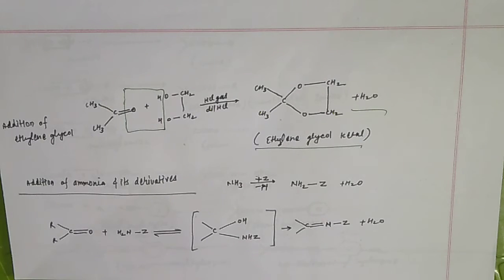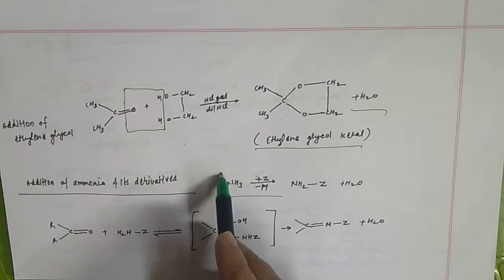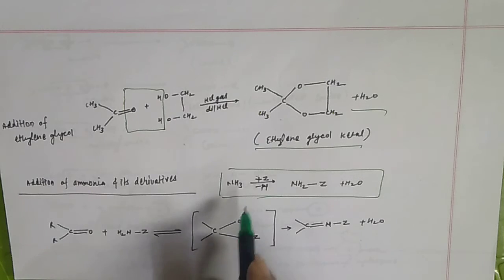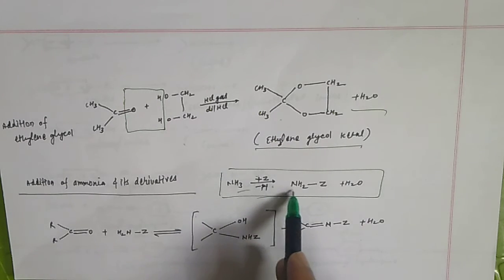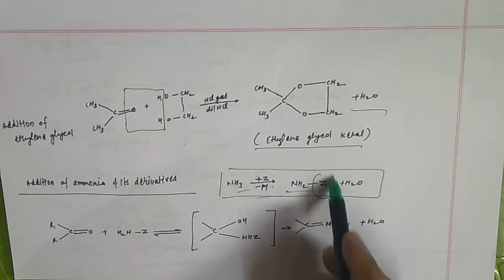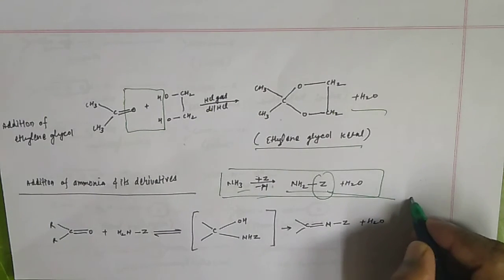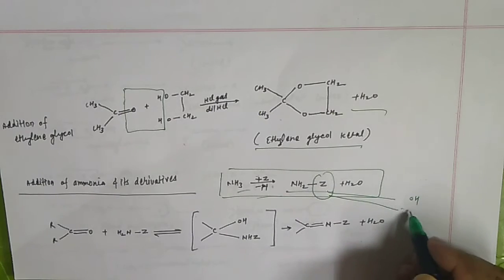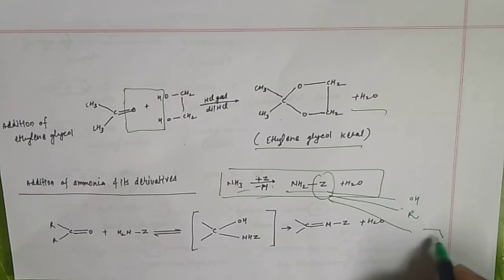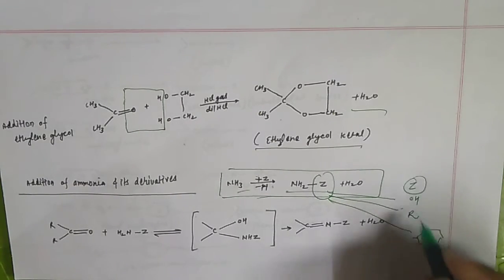Now addition of ammonia and its derivatives. The ammonia derivatives are formed by replacing a hydrogen. Okay, so if you replace one hydrogen by the Z atom, it will give NH2Z, and H2O. Now the Z group can be anything. Z can be an OH group, or it can be an R group, or it can be a phenyl group. Any group is possible with the Z. So these are the Z values.